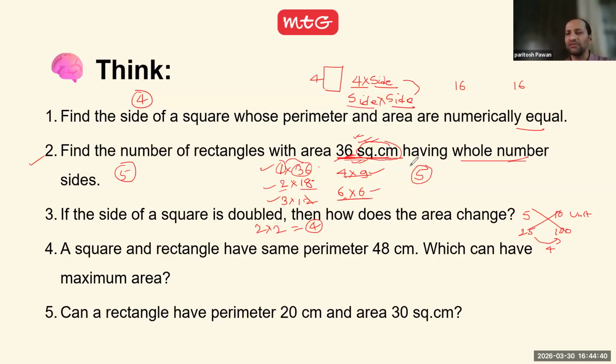5 things are possible. We have started with 1 because 36 is divisible by 1, 2, 3, 4, 6, then 9, 12, 18, 36. So I told you these are the factors. So we have to take two factors in such a way that their product should be 36. Then it will be the side. Yes, Ansh.